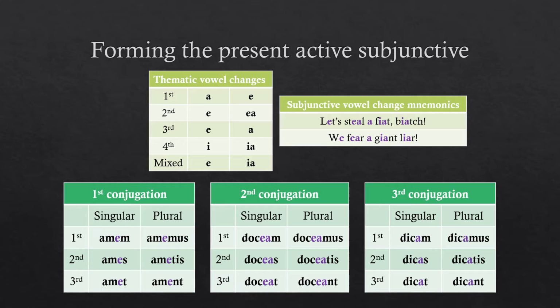Second conjugation changes from E to EA. Third conjugation changes from E to A. And fourth and mixed conjugation, though we don't know them yet, I will still share their vowel changes. So fourth conjugation changes from I to IA, and mixed conjugation changes from E to IA. There are many mnemonic devices that can help you remember these vowel changes, and I've included a few of my favorites here. The vowels in each word correspond to the changed vowels, in sequential order from first conjugation to mixed conjugation.